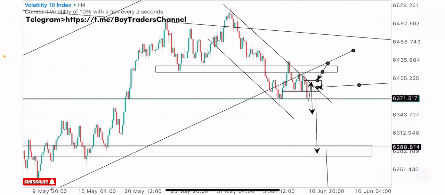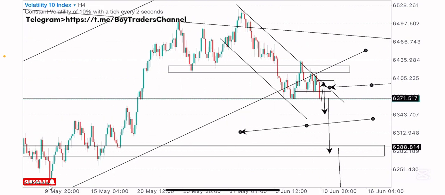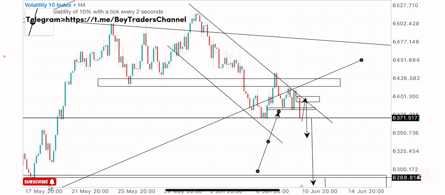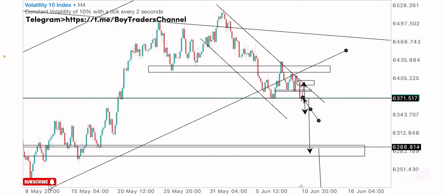And targets, like I said, would be this level, this 4-hour time frame key zone here, the level of 6,288. TP1 would be on the level of 6,371, being that it is a historical level of support. We've seen price bounce on this level as support. So this is a realistic level for TP1.